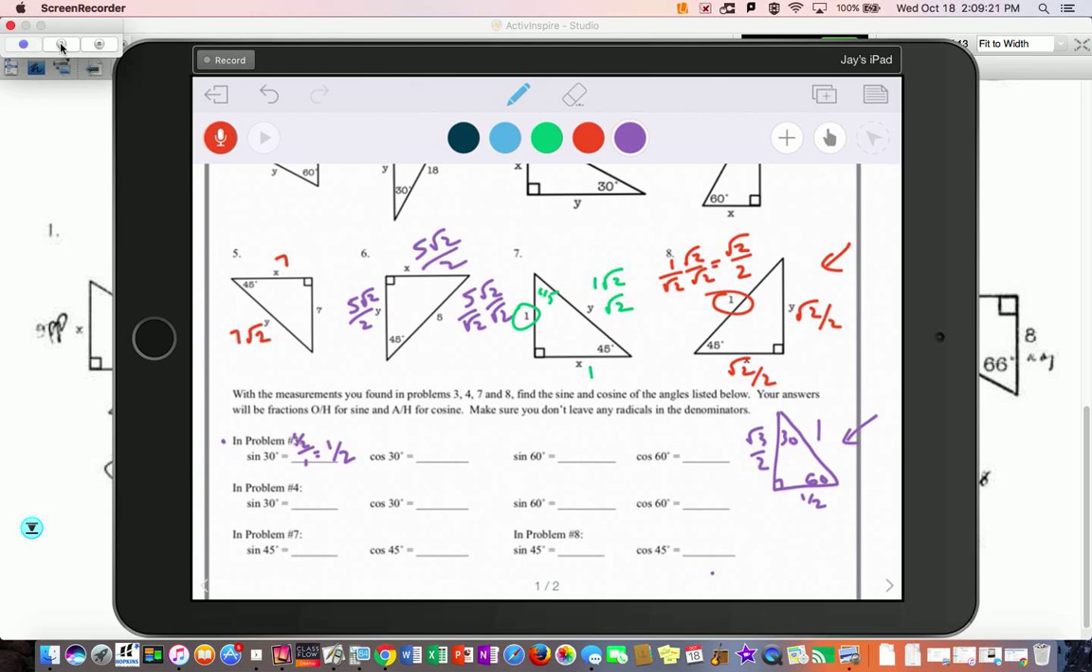The cosine would be the adjacent over the hypotenuse. The adjacent over the hypotenuse is root 3 over 2 divided by 1, or just root 3 over 2. The sine of 60, opposite over hypotenuse, opposite root 3 over 2 divided by 1, or just root 3 over 2. And the cosine of 60 would be the adjacent over the hypotenuse, which is 1/2 over 1, or just 1/2. So you can see how they kind of flip-flop each other.